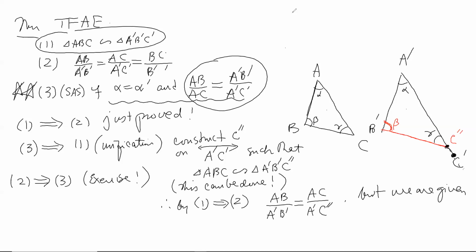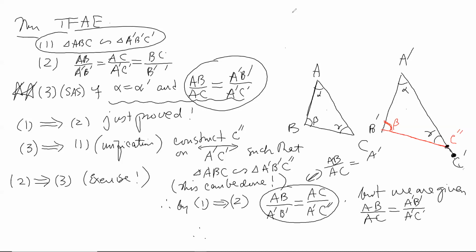But we are given AB over AC equal to A prime B prime over A prime C prime. So this implies what? These relations can be rewritten as AB over AC equal to A prime B prime over A prime C double prime, right? So that means A prime C double prime equals A prime C prime. Do you agree? Are you with me? Yes. What does this conclude?